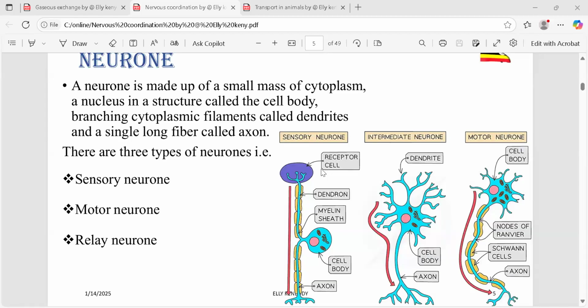For example, when you touch a hot object, information shall be picked from the hands to the spinal cord. The neuron that shall carry information from where you have touched, from the skin where the hot object has been felt, up to the spinal cord shall be the sensory neuron. Now, the neuron that shall pick the information from the central nervous system or the spinal cord back to the hand for it to withdraw it, shall be the motor neuron. The relay neuron is just a link between the motor neuron and the sensory neuron.